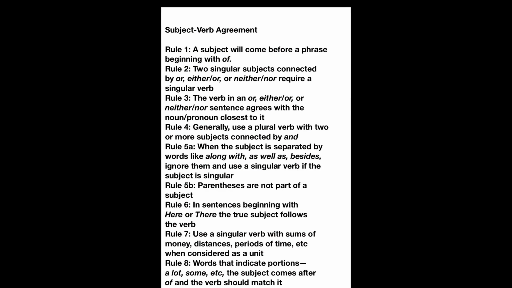So rule number 8, words that indicate portions, like a lot, the majority, some, all. Typically what happens in there, you look for the subject. In that case, it's like a reversal of the first rule. The subject is going to come after the of in this case when you use a lot, some, the majority, right?